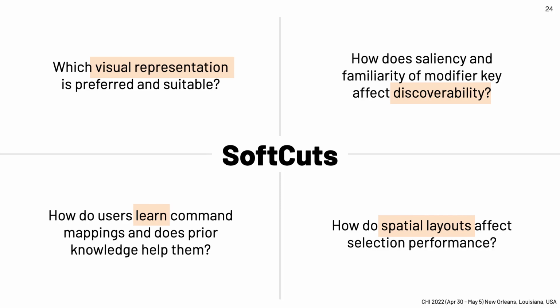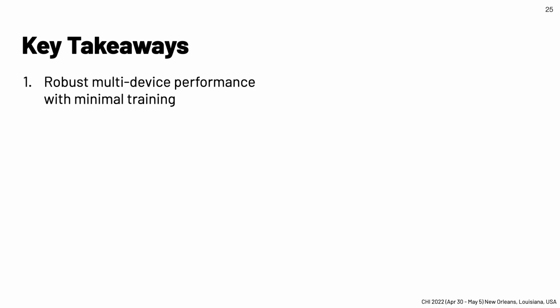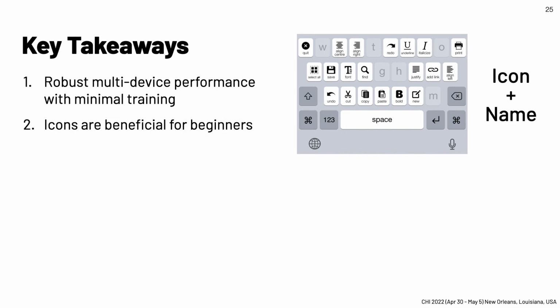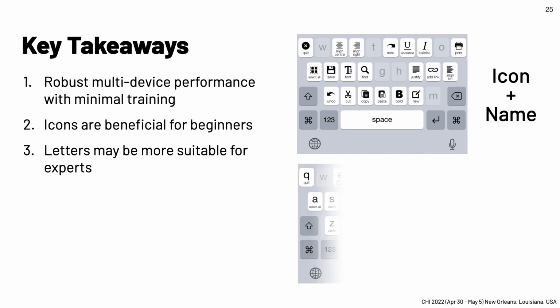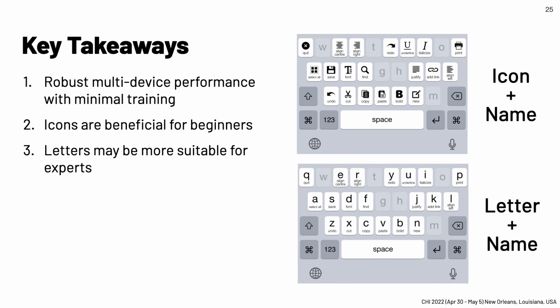Overall, the results from our 4 studies show that Softcuts can reliably be used as a unified command selection mechanism, specifically because of the following reasons. Firstly, Softcuts is not only fast and accurate on both phones and tablets, but also requires minimal training for maximum performance. Secondly, the design with icons are helpful for users who are new to hotkeys mapping, while the design with letters can be considered for experts who desire customization.